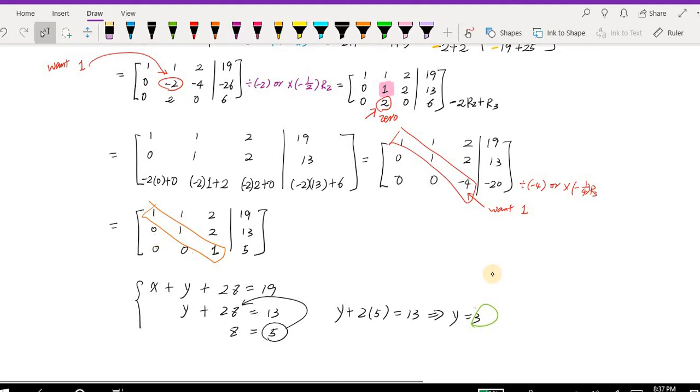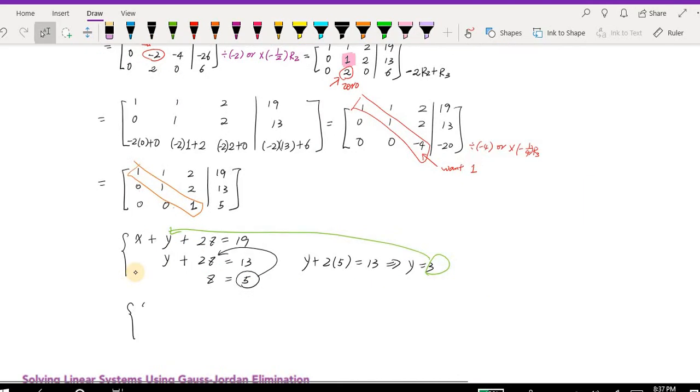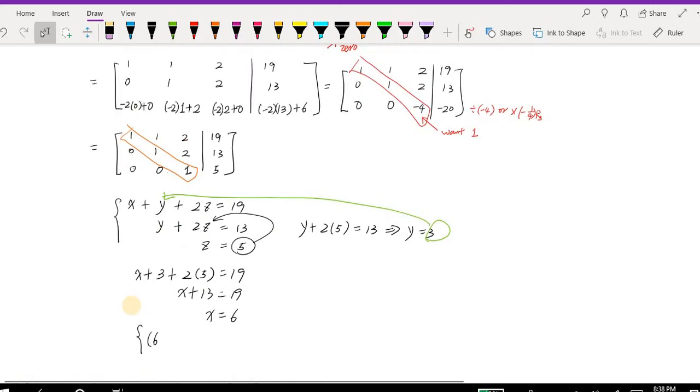Again, substitution. So we have plugged this y in here, and we plug the z equals 5 right here. Okay, I'm not going to draw extra lines. We have x plus y is 3, and then plus 2 times z is 5, equals 19. x plus 13 equals 19, so x equals 6. So we finished this question. Our solution, I can write it as x is 6, y is 3, and z is 5. Okay, so that is how you solve this type of question.